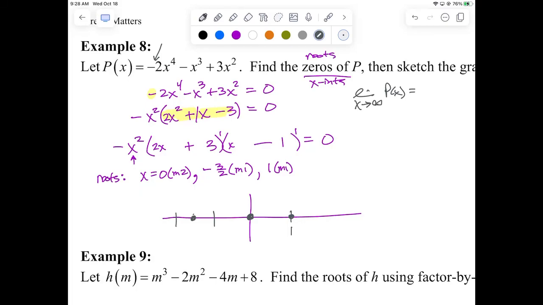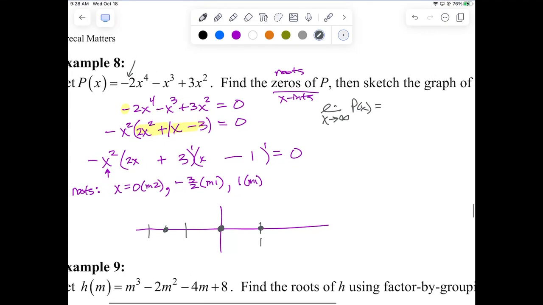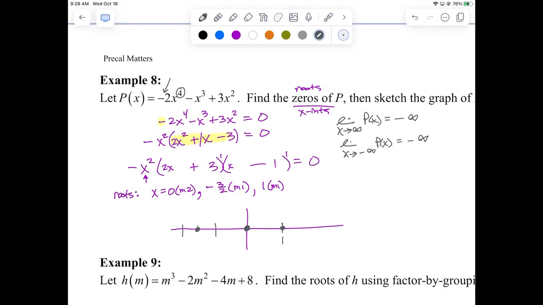The leading term is -2, right? So the negative tells us the right end behavior is what? Negative infinity. Now, because it's an even degree, what do we know about the limit as x goes to negative infinity? It's the same. It's negative infinity, right? Now, here's kind of a nice little thing.